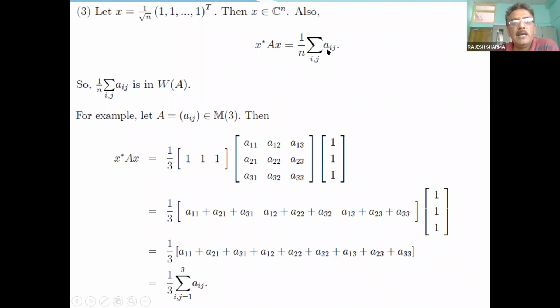Why? For example, take this 3 by 3 matrix. Then 1 by root 3 times the row of ones, this is 1 by 3. When we multiply with this, we get this part. And when we multiply by this part, all the entries add up.